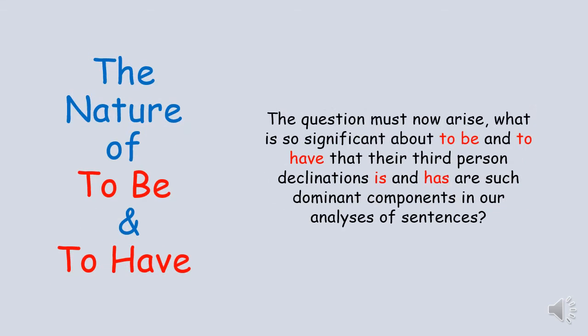Okay, so having philosophized about the real nature of verbs in general, let's turn our attention now to the specific nature of the verbs to be and to have. The question must arise, what's so significant about to be and to have that their third-person declinations, is and has, are such dominant components in our analyses of sentences?